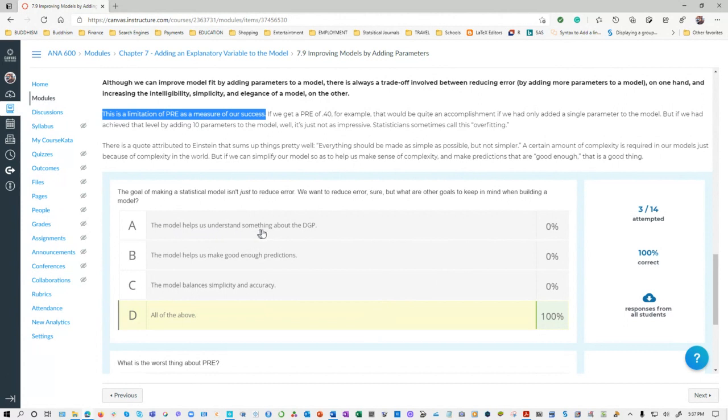The model helps us understand something about the DGP. You have to build a certain model to understand something about your population. The model helps us make good enough predictions as well. And the model balances simplicity and accuracy. A model should be simple but accurate. All of this will be taken into account when you are building up a model.